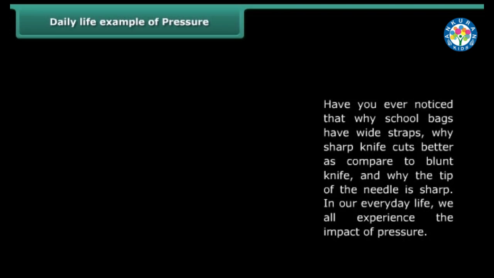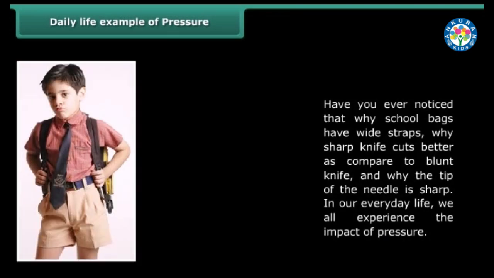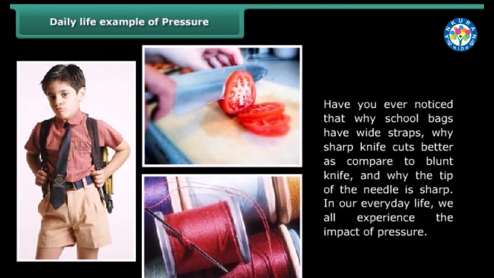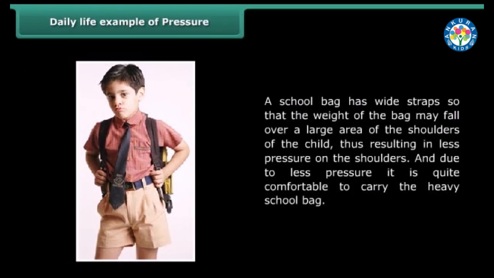Daily life example of pressure. Have you ever noticed that why school bags have white straps? Why sharp knife cuts better as compared to blunt knife? And why the tip of the needle is sharp? In our everyday life, we all experience the impact of pressure. A school bag has white straps so that the weight of the bag may fall over a large area of the shoulders of the child, thus resulting in less pressure on the shoulders. And due to less pressure, it is quite comfortable to carry the heavy school bag.